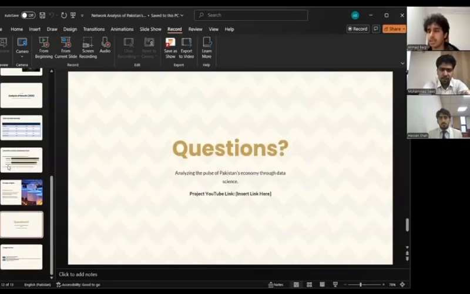This concludes our analysis. Our methodology allowed us to take raw, chaotic CPI data and transform it into a proven, robust mathematical model of the Pakistani economy.